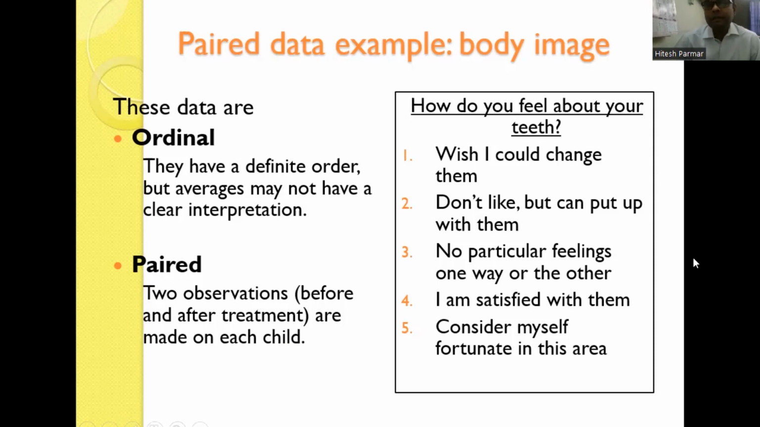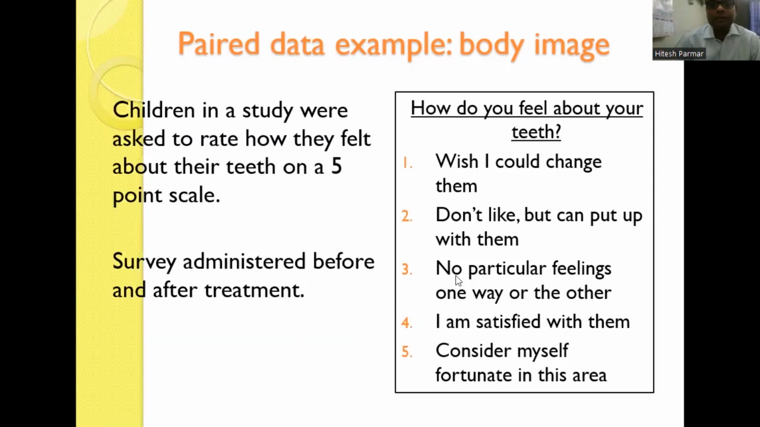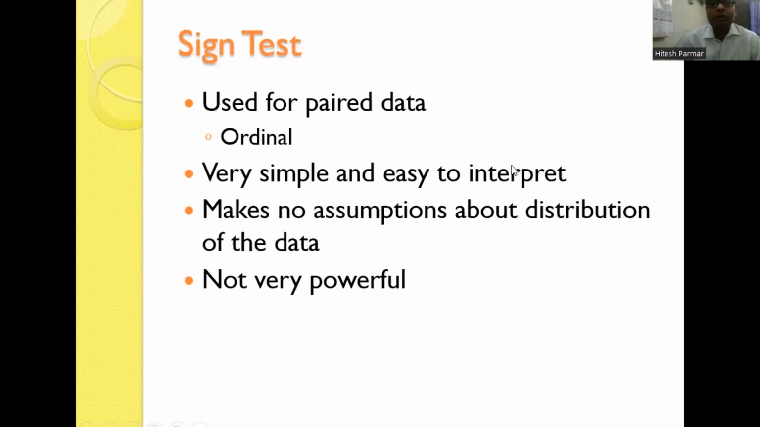So how does this test work? Let us consider both the tests one by one. First of all, let us take sign test. Sign test is used for the paired data, as we discussed, because the data are ordinal in nature. It is very simple. Suppose there is some improvement, we give a plus sign. If the values are decreasing, we give a minus sign. Like this, it works on the sign of plus and minus. So it is very simple and easy to interpret.